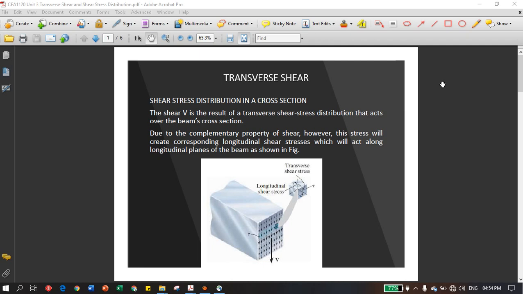So hello guys, in this lecture we will study shear stress distribution in a cross section. How the shear stress is being transferred, how to calculate that, and how it varies across the cross section, across the depth of the beam. That we will discuss in this lecture. Okay, let's start.